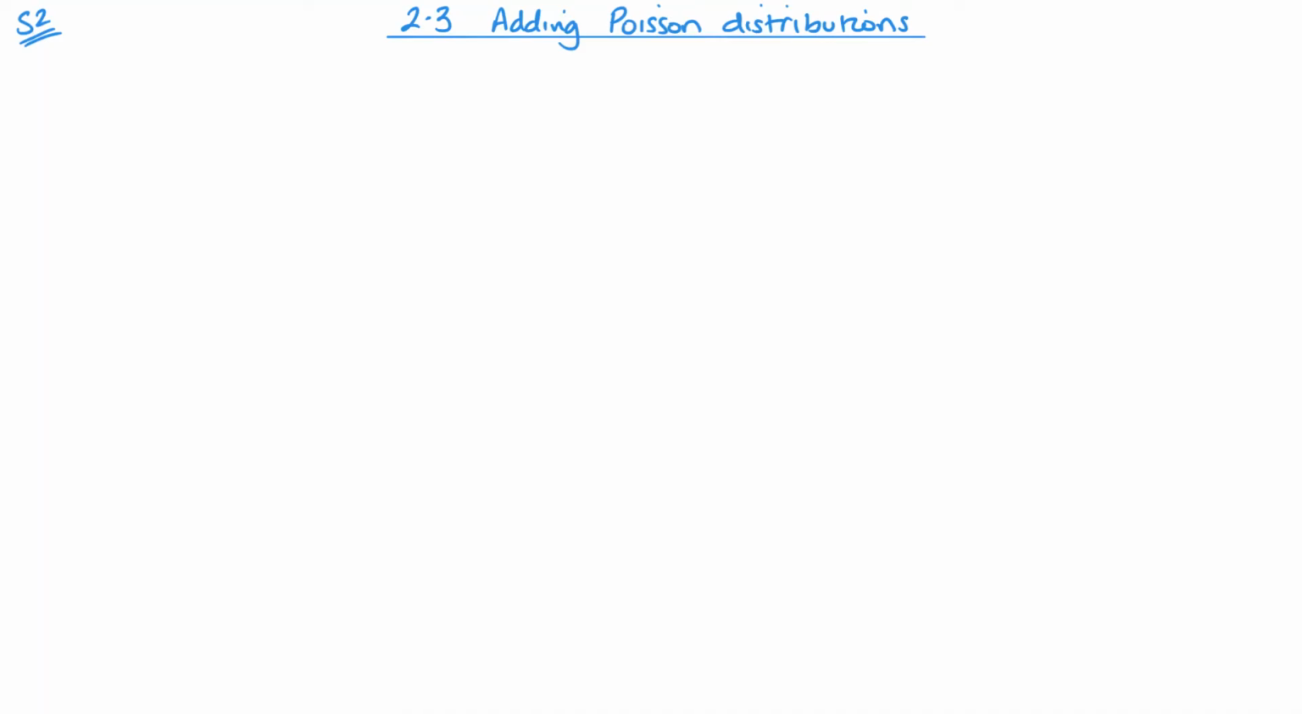Welcome to this video on adding Poisson distributions for Statistics 2, S2. Now, if we have two Poisson variables, let's say X and Y, let's call X lambda 1 and Y lambda 2. If we think of adding our two distributions, then that is the same as the Poisson distribution where our two lambdas are added together.